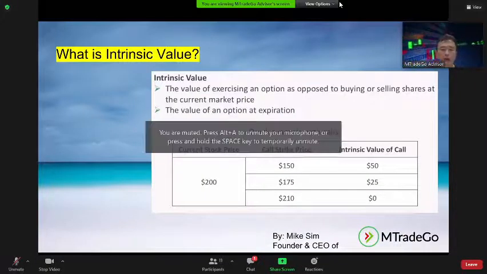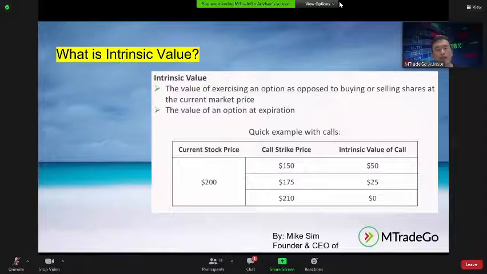I give you an example here of how to calculate an intrinsic value. Intrinsic value is very, very simple. Let's say we give you a call option, so the value of exercising the option as opposed to buying and selling the share at the market price. Let's say the stock price now is 200. You look at the option table. What is the intrinsic value? The intrinsic value is 50, correct or not? Because the strike price plus the 50 is the 200, the current price. If you own the call today, you can immediately exercise it and get 50. Of course, nobody will do that unless you want to exercise. You get me or not?